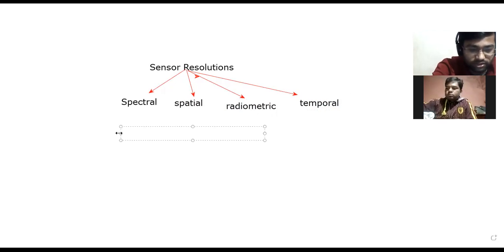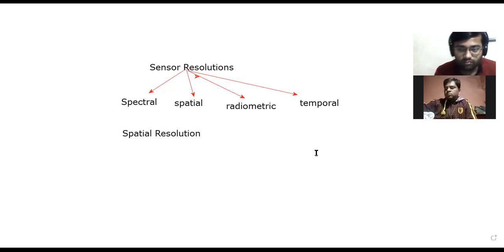We'll first start with spatial resolution. This depends on the requirement of data, what kind of sensor resolution we have to use, because each resolution has specialities. For example, in case of spatial resolution, you can easily identify the smallest size of the object in the image.